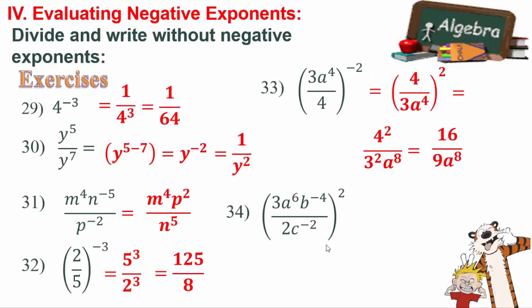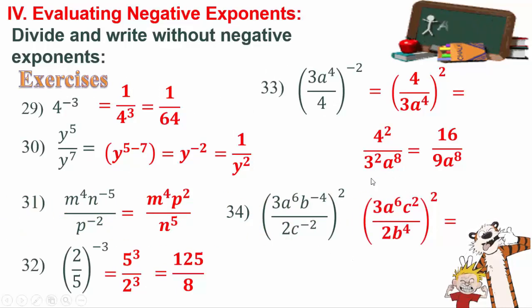Summarizing 34, everything in this case was put in terms of its positive exponents inside the brackets. So the b was put downstairs as b to the 4th. The c to the negative 2 was put upstairs as c squared. And then everything was multiplied through using the power rule to get our final answer.